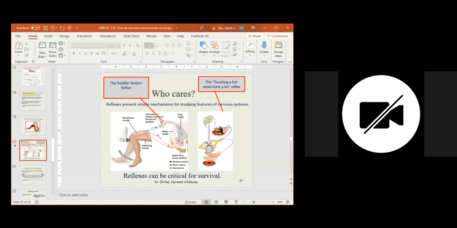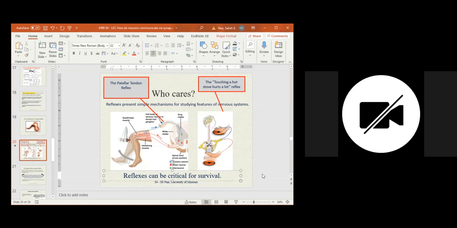Or if you touch a hot stove, what happens is the touch sensory neurons go through your spinal cord. Your brain doesn't even realize you've touched a hot stove. Even before that, your hand jerks back. Think about it. That's a reflex action. So reflexes can be critical for survival. Nature has designed those things in you. You don't even need to be aware of it.